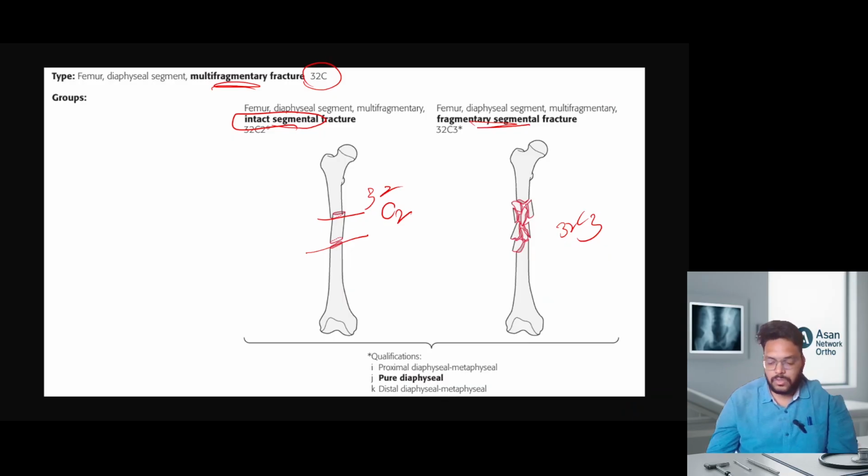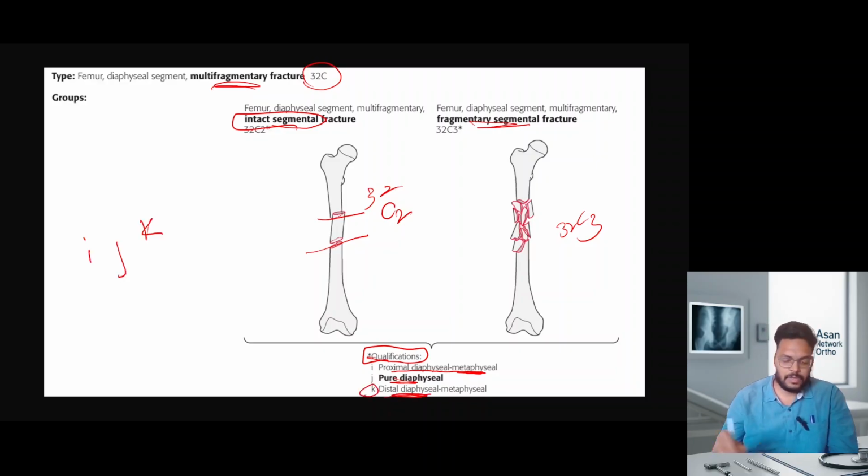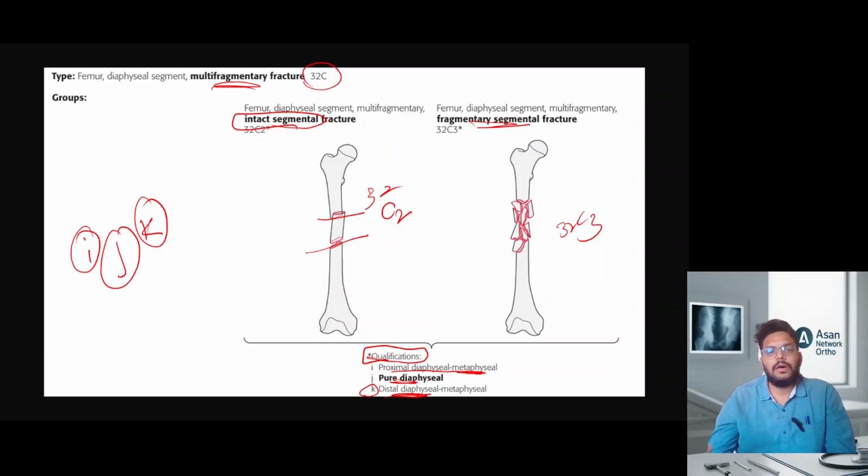In this, there are also some modifiers or qualifications, that is you give I, J, K. For all the above classifications, for the same type of fractures, if it is occurring at the proximal end of the shaft, then it is I. If it is purely diaphyseal, that is mid diaphyseal, you give it as J. If it is distal diaphyseal, then you give it as K. I, J, K is for proximal, mid and distal in the femur shaft.